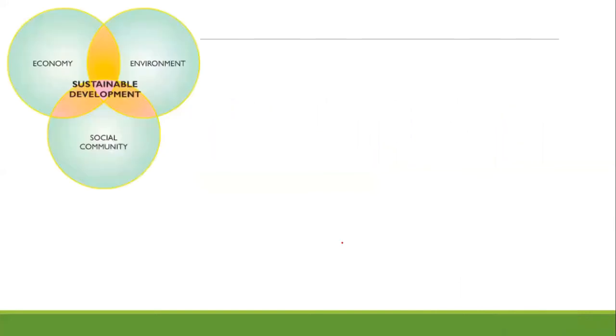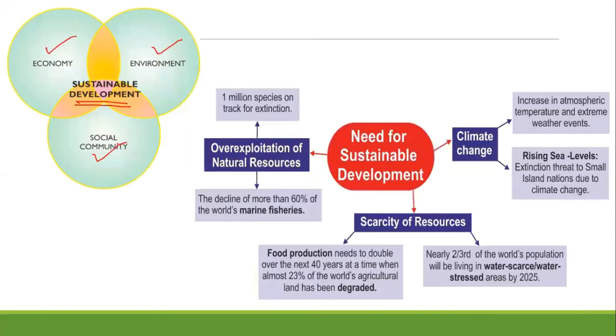So sustainable development is not a standalone activity. It requires economy, ecology or environment, and society. So this is a combination of all. And why is there a need for sustainable development? First is over exploitation of natural resources. Many of these species are becoming extinct each year, and we have already seen, right? When there is imbalance in the ecosystem, how dangerous it can be. So first, I think you understood.